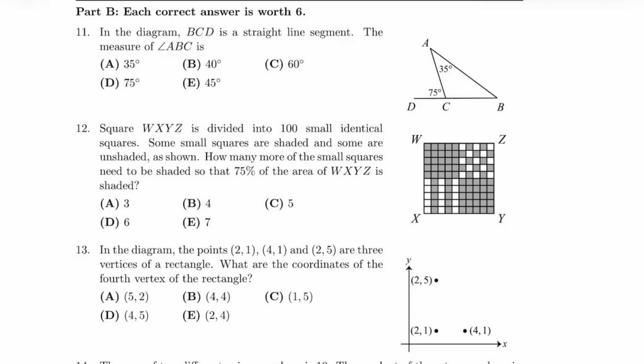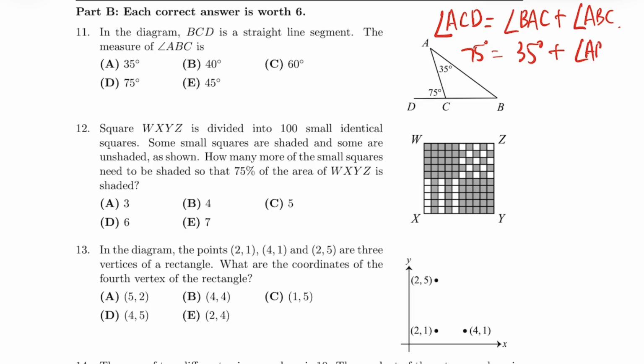So we can use the exterior angle theorem, which says the value of the exterior angle ACD equals the sum of the two angles not next to it, which is angle BAC plus angle ABC. We know ACD is 75 degrees, and we also know BAC is 35 degrees. All we need to find is angle ABC. By solving this equation, angle ABC is 40 degrees. So the answer is B.